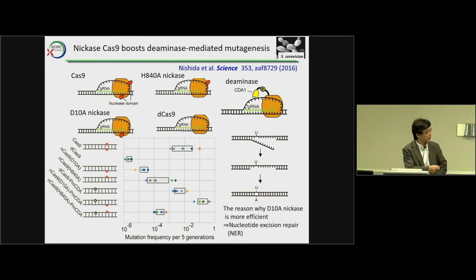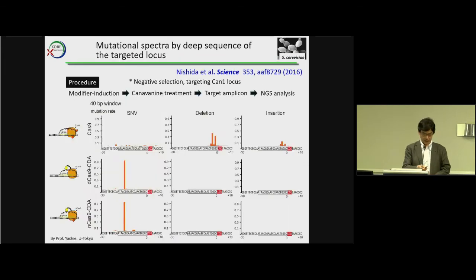If you think about the reason, this is just a hypothesis. If we create a mutation here, and we have a nick here, life tries to repair this by removing this and using the deaminated strand as a template. So in a sense, we can have a much higher mutation efficiency by using this nickase Cas9, which creates a nick on the opposite side of the deamination. Like this, we can optimize the efficiency of the system.